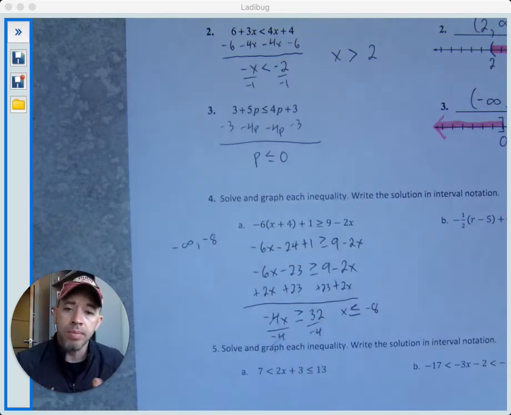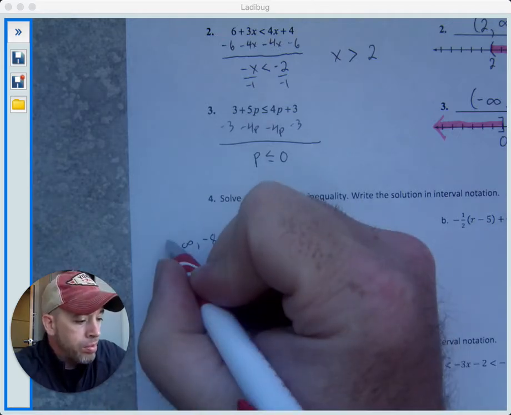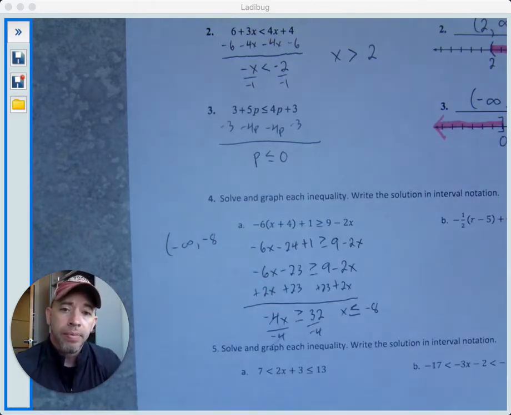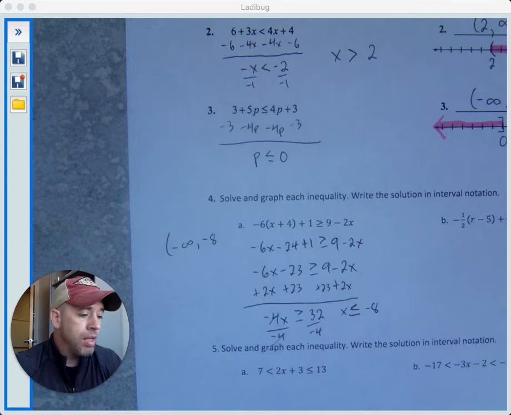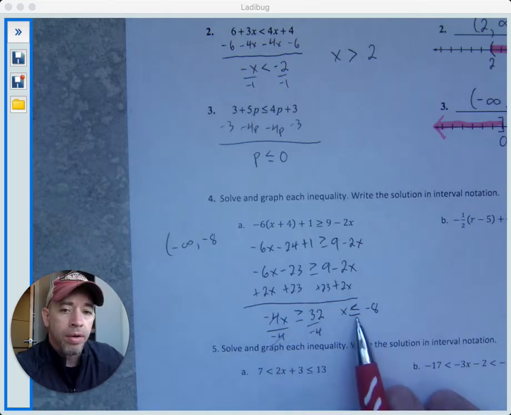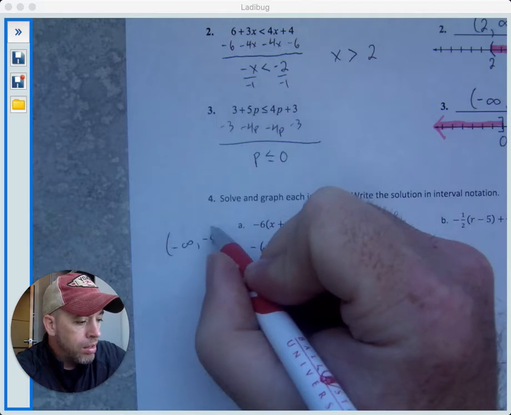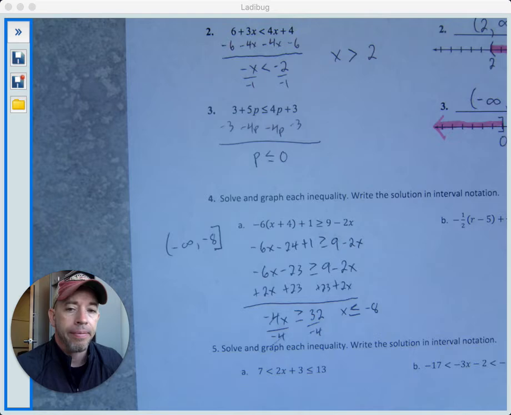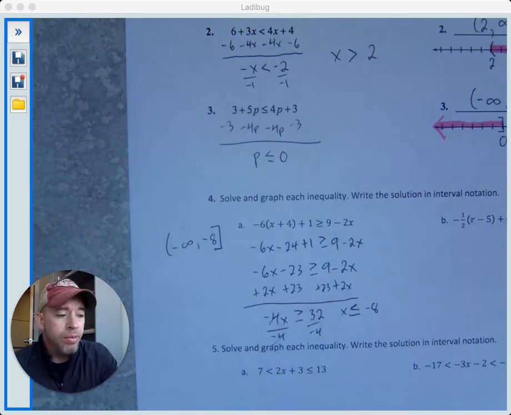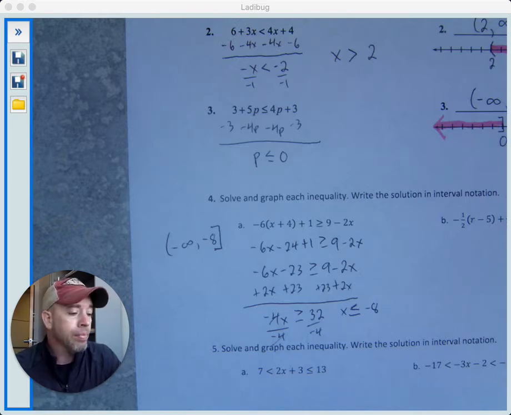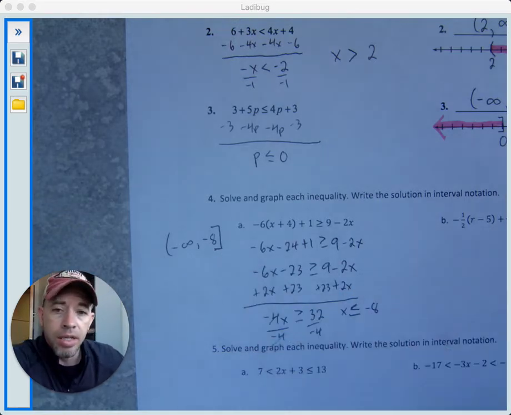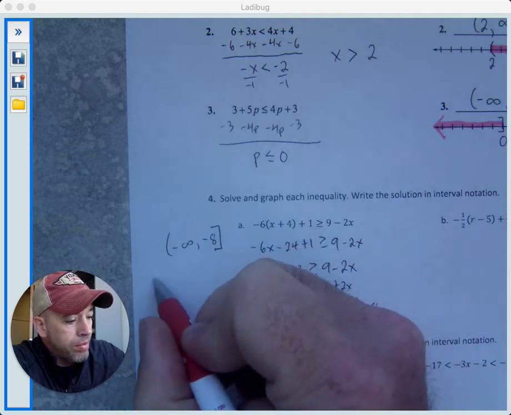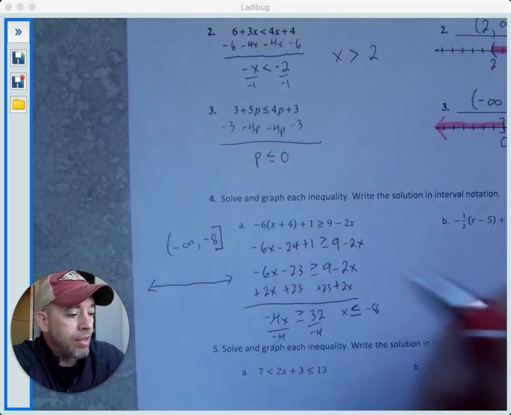And we have to decide what symbols to use on each side. Well, again, with infinity or -infinity, we're always going to use a parenthesis because we can never really get there. And then with the -8, since we have an equal to bar, we can include -8, which means we use the bracket. Okay? So if there's an equal to bar, you're going to use a bracket with your number. If there's not an equal to bar, you're going to use a parenthesis. So that's your interval notation, and then the graph. Well, let's make a little number line. We need a -8 somewhere, right?